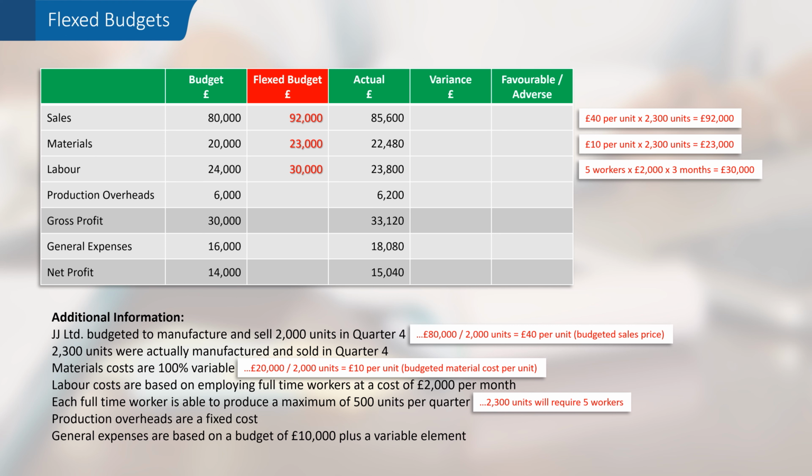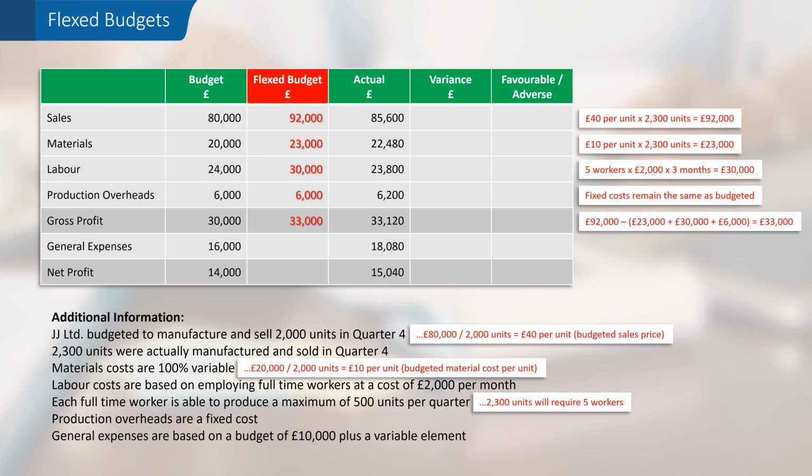Production overheads are a fixed cost, and fixed costs don't change with the level of activity. So we would have budgeted for £6,000 whether we'd based the budget on 2,000 units or 2,300 units. Now we can recalculate the budgeted gross profit by deducting the costs from the sales. And this gives a slightly higher budgeted gross profit figure of £33,000 based on 2,300 units.